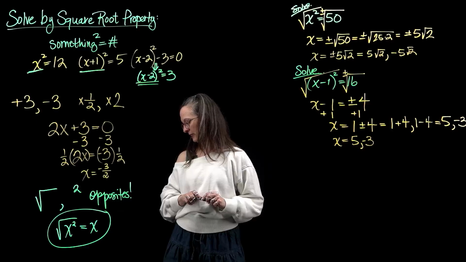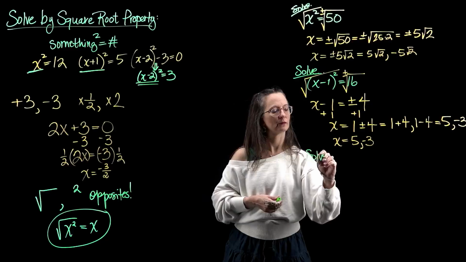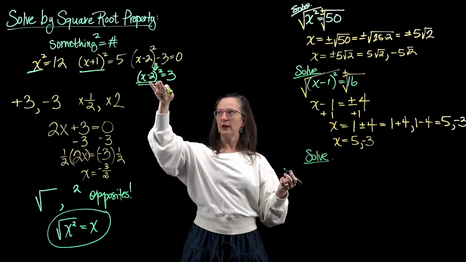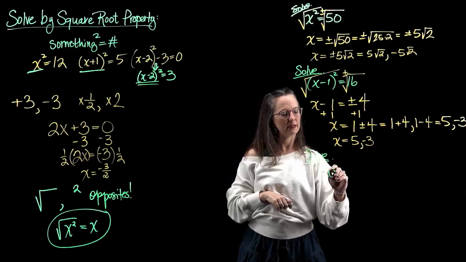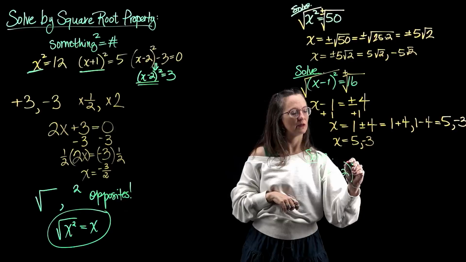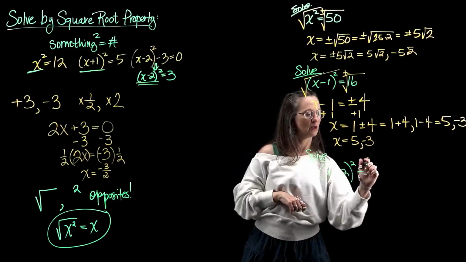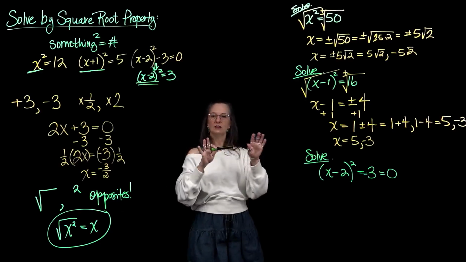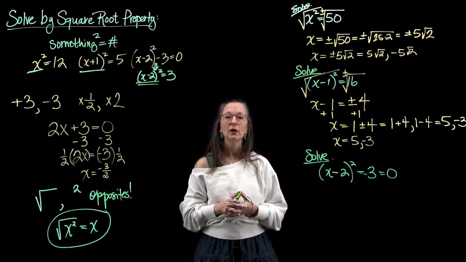Let's see which one I want to do next. Well, we'll do one like this third one I put up here. So this is going to be parentheses x minus 2 squared minus 3 equals 0. So we will write it in the form that needs a little bit of help. So x minus 2 squared minus 3 equals 0.